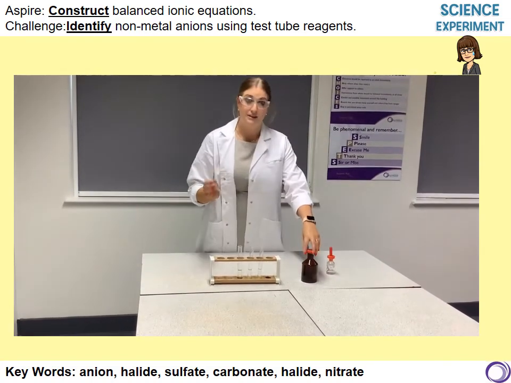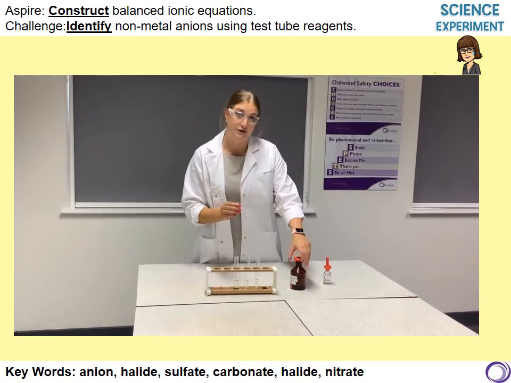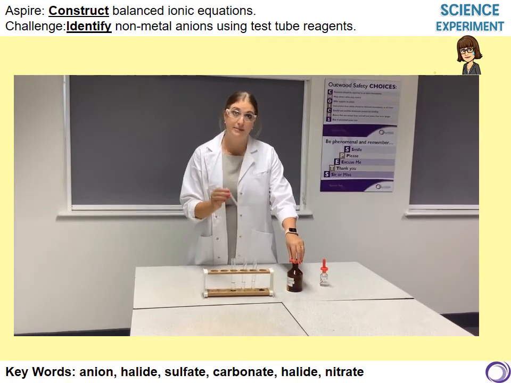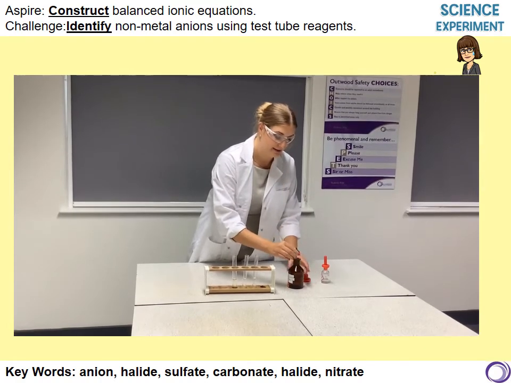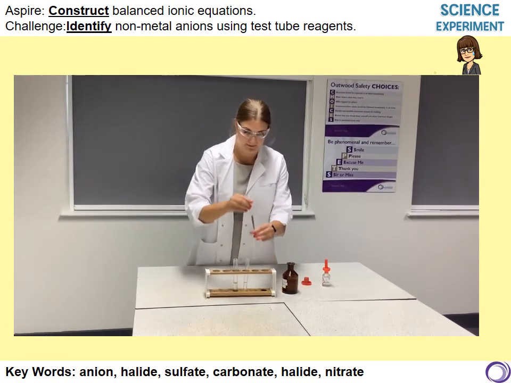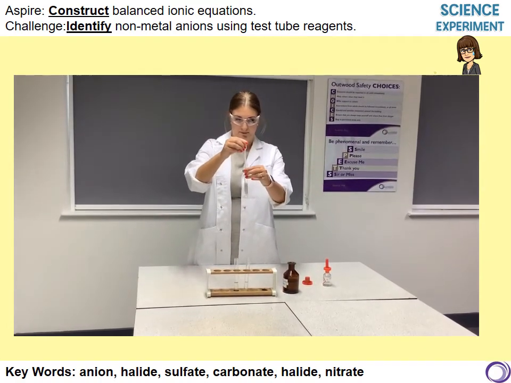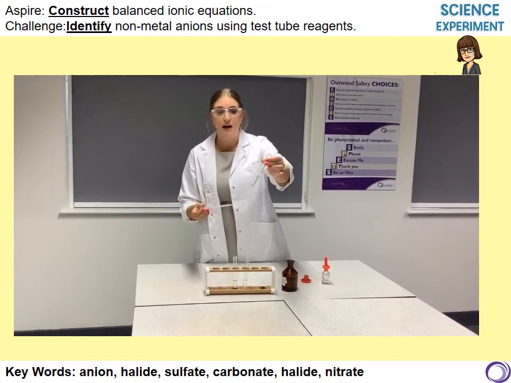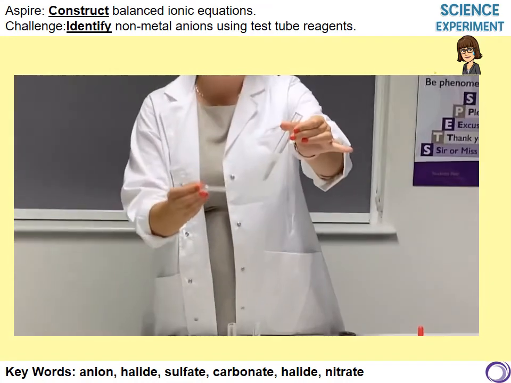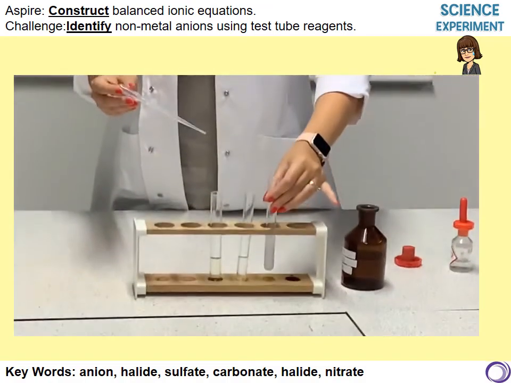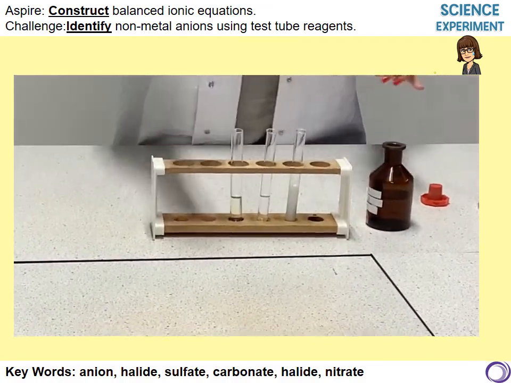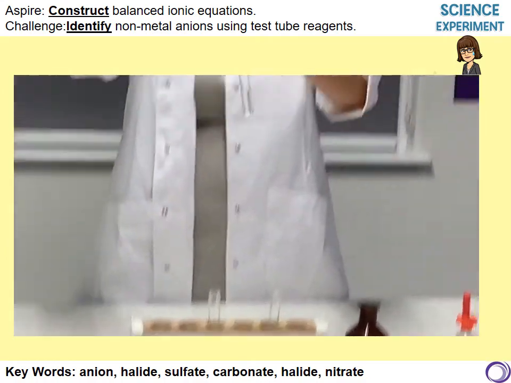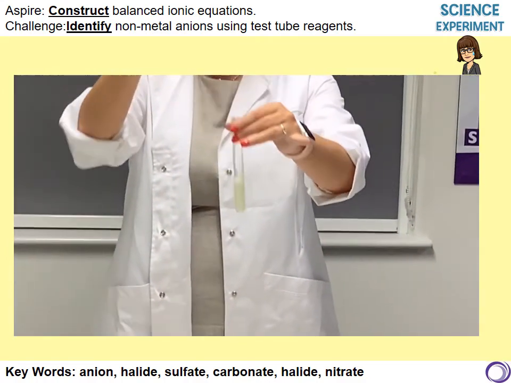Then I'm going to add a small amount of silver nitrate solution and we will see a precipitate form. So I'll add that to chloride first. And we can see a white precipitate has formed of silver chloride. So now if I add it to bromide, we should see a different colour precipitate form.